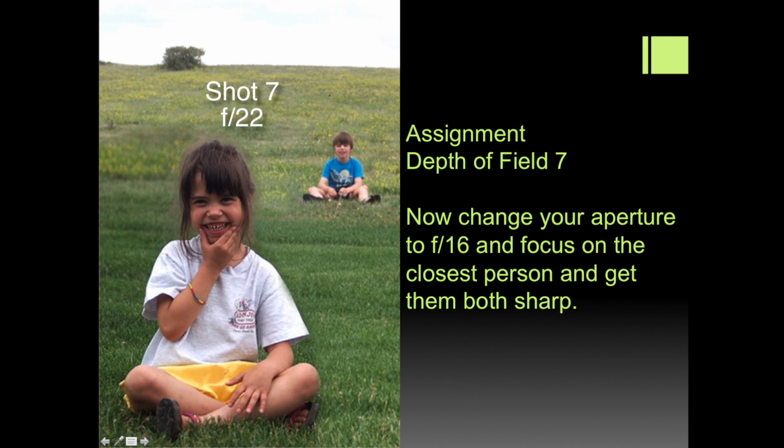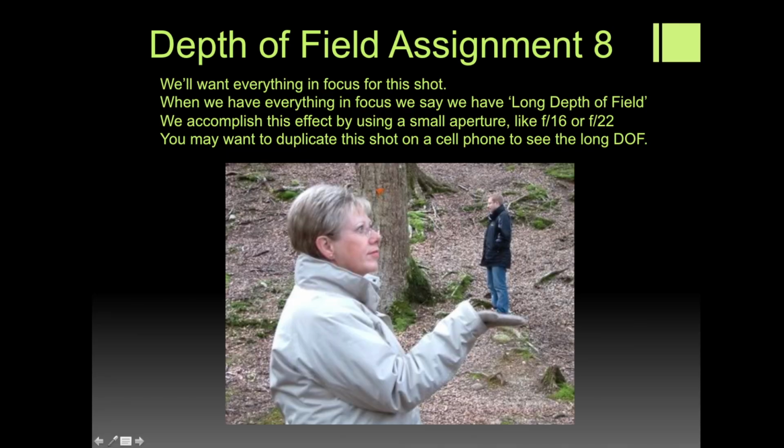In shot 7, you're going to focus on the closest object and you're going to change to the smallest aperture, which is the highest f number, probably f/22 for most of you. Take the shot. If you've done this setup correctly, both the front object and the back object will be in relative focus.